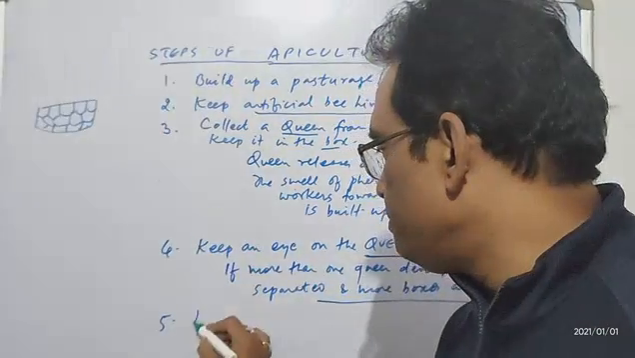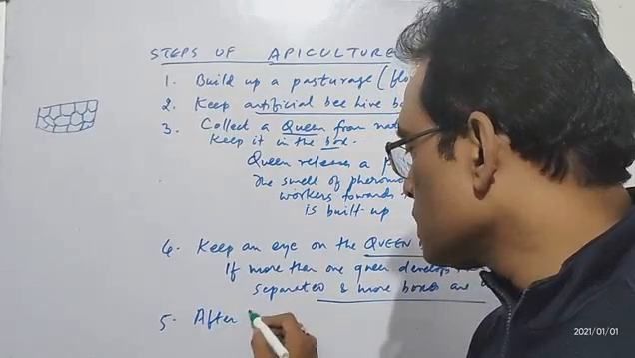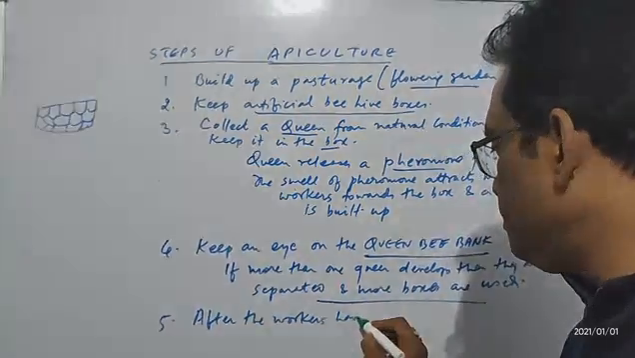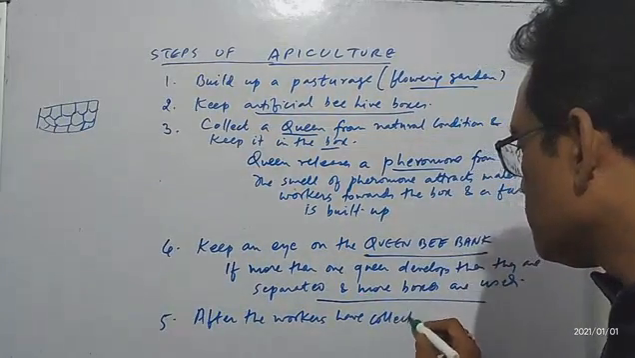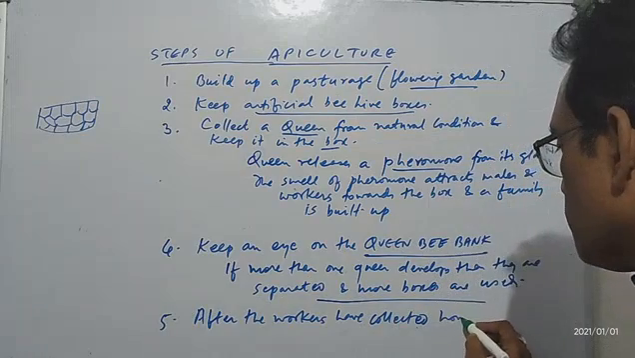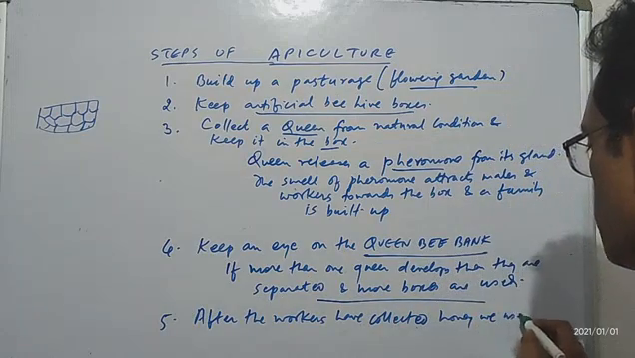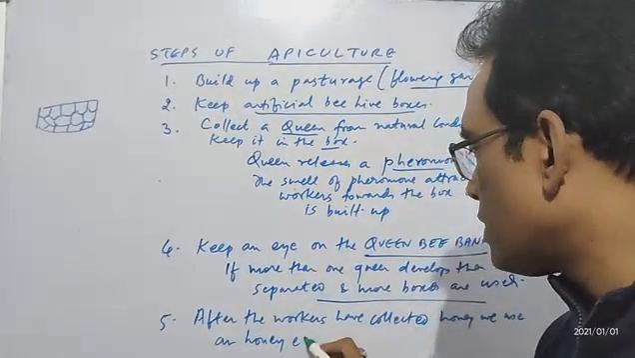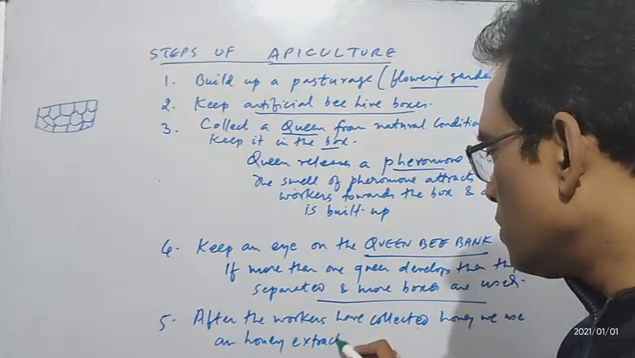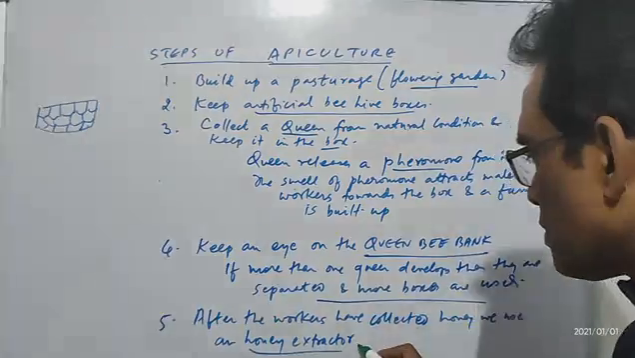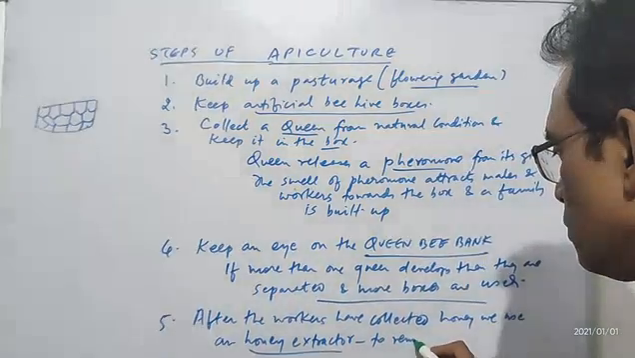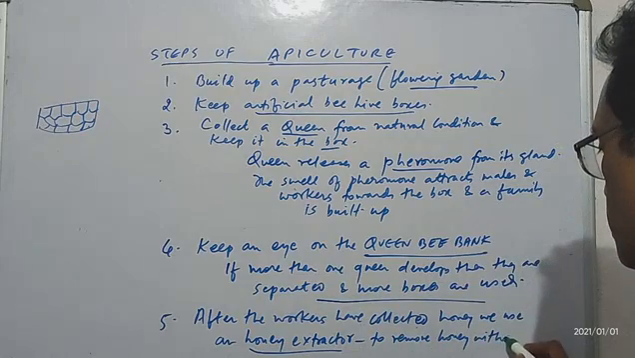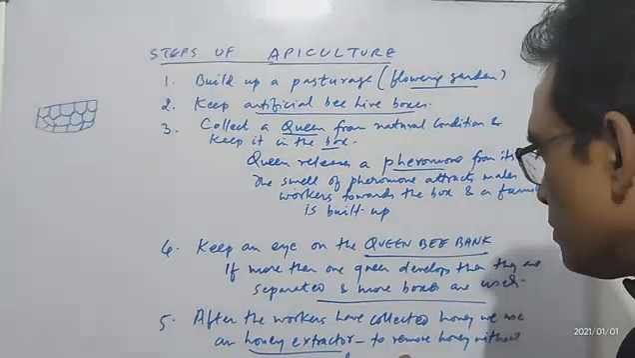And after the workers have collected honey, we then use what is called a honey extractor. It is also easily available in the market, a honey extractor, to remove the honey without damaging the whole hive.